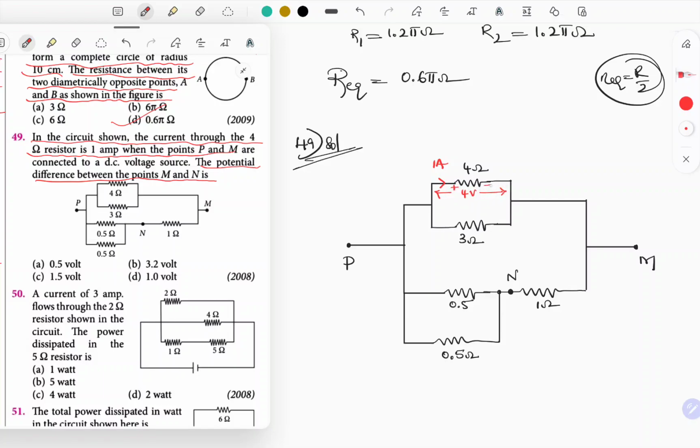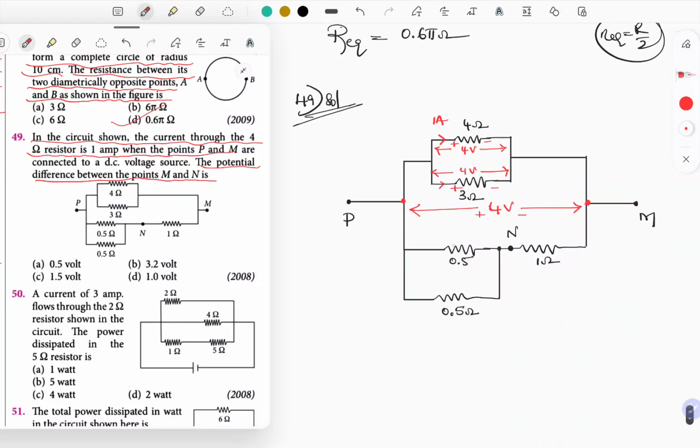This is plus and this is minus. As these two resistors 4 ohm and 3 ohm are connected in parallel, then voltage across this 3 ohm resistor is also 4 volt because they are connected in parallel. So this point is connected directly to point P and this negative is connected directly to point M. So voltage across points P and M is also the same, that is 4 volt, and the sign is plus and minus like this. Hope you understand. Just observe over there. Okay, now it looks like a voltage division rule.